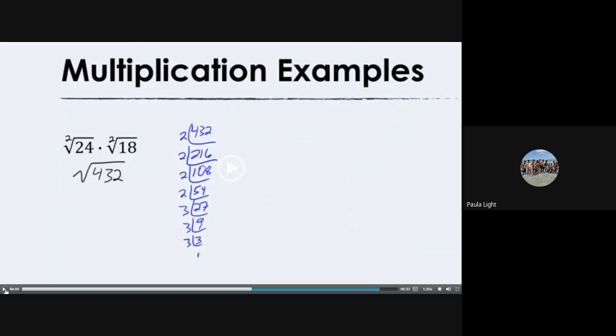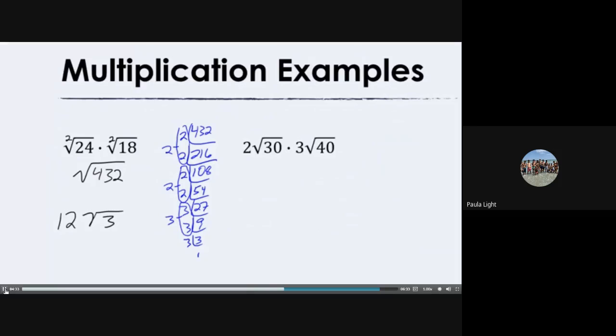Just so you see, a pair of 2's here will leave us a single 2. A pair of 2's here will leave us a single 2. And a pair of 3's here will leave us a single 3. So I have 2 times 2 times 3, which is 12. And then left under the radical sign is a 3. So the square root of 24 times the square root of 18 is 12 times the square root of 3. That's the final answer when you multiply those two radicals.